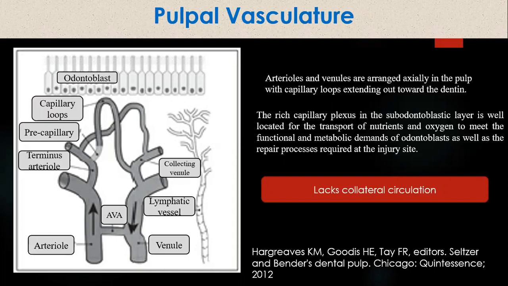neoangiogenesis of the vessels. So we have capillary loops, terminal loops, lymphatic vessels, and arteriovenous anastomosis. But as we know, there is only one entry and one exit, so it lacks collateral circulation. If one vessel is damaged, there is no other way through which the circulation or blood supply or the demand is compensated. So that's not possible in the pulpal vasculature within the pulp.